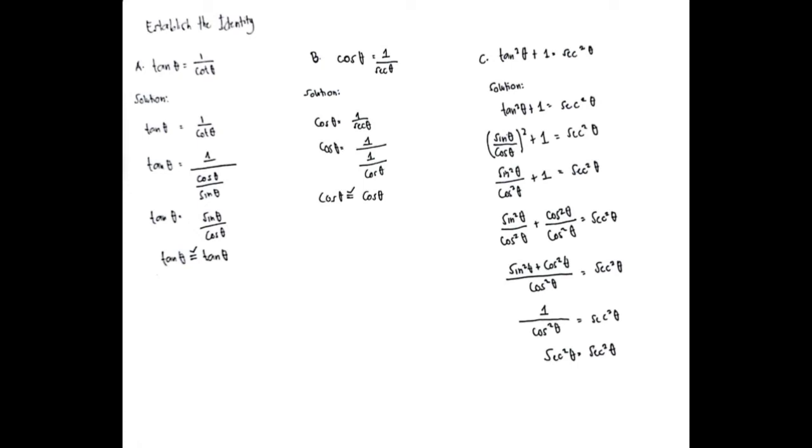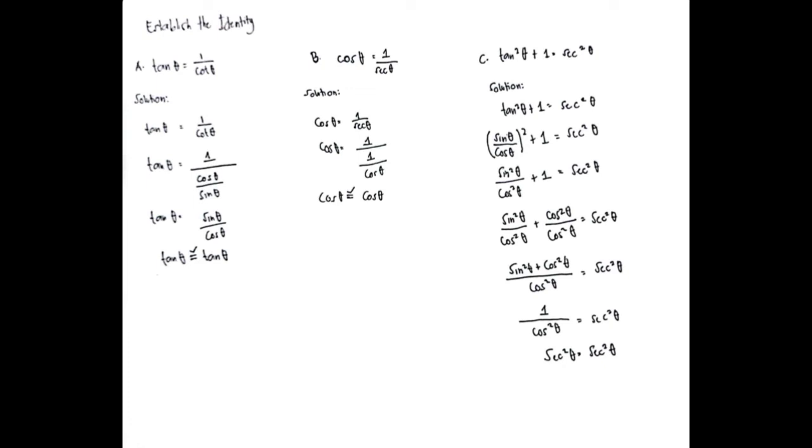Let's move to the last problem, which is tan squared theta plus 1 equals secant squared theta. If you refer to the Pythagorean identity, we can really prove that tangent squared theta plus 1 is equal to secant squared theta. But how does it turn out that tangent squared theta plus 1 is equal to secant squared theta?